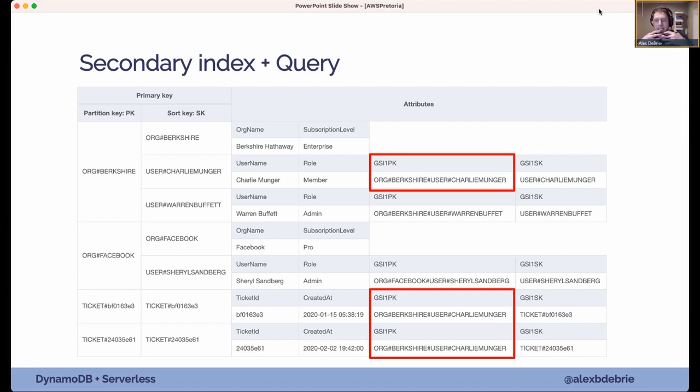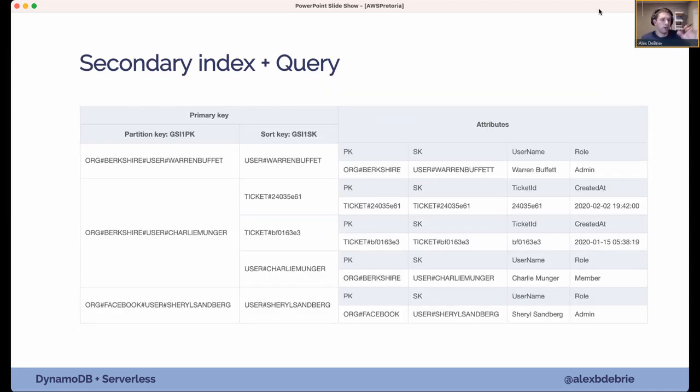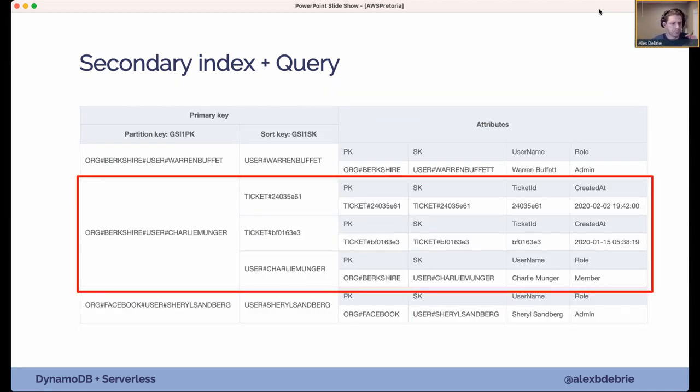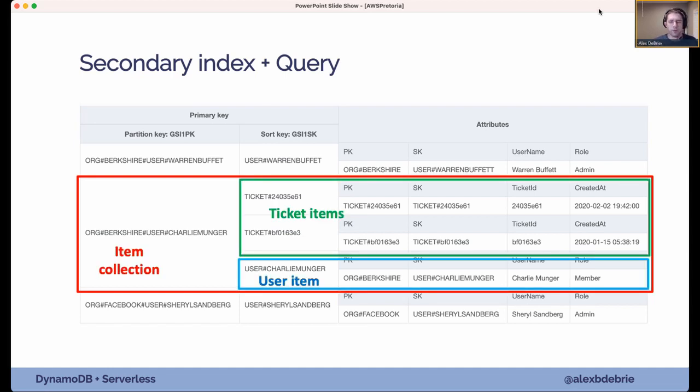So they're going to be in the same item collection in that secondary index. We look at our secondary index right here. You can see how Charlie Munger and his tickets are all in the same item collection. We can get that really efficiently. We can handle that get tickets for user access pattern where we also need to fetch that user item. So that's a really efficient one there.